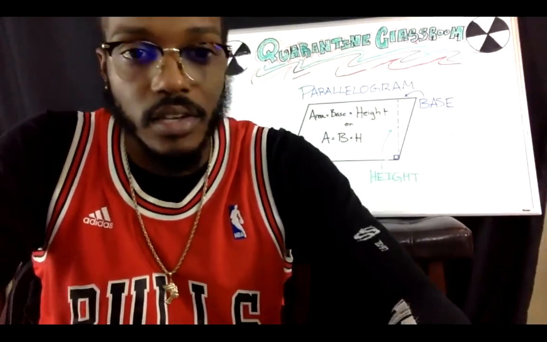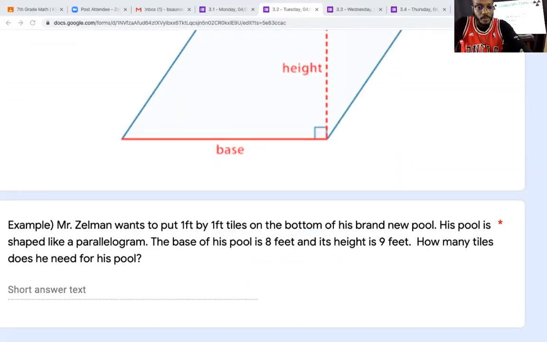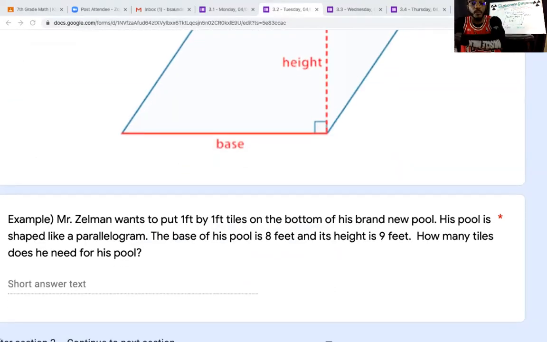So back into the classwork packet, here's what it looks like. Mr. Zellman wants to put 1 foot by 1 foot tiles on the bottom of his brand new pool. His pool is shaped like a parallelogram. The base of this pool is 8 feet and its height is 9 feet.